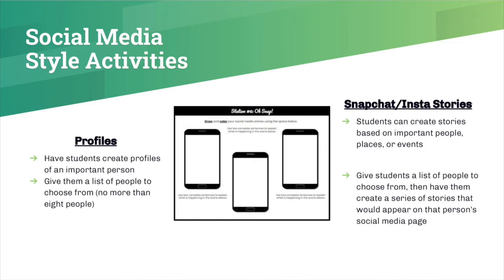And for the Snapchat or Instagram stories, they can create stories based on the people, places, or events that you're learning about. And again, just like with the profiles, I like to give them a set list that they can choose from, and then they create a set of stories that would appear on that person or event's social media page. So they kind of show that they know what happened surrounding that person or that event.